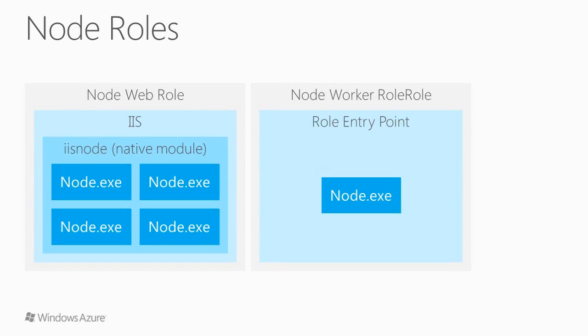The second type of virtual machine is called a worker role. This role hosts a raw node.exe process and does not have IIS installed. There are a couple of reasons you would want to run node.exe in a worker role instead of a web role. For example, running a scheduled task or a technology not compatible with IIS such as WebSockets are good reasons to use a worker role.